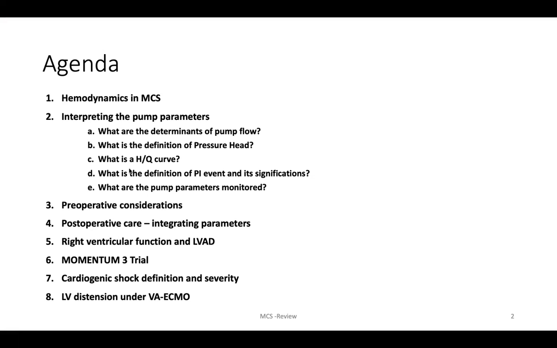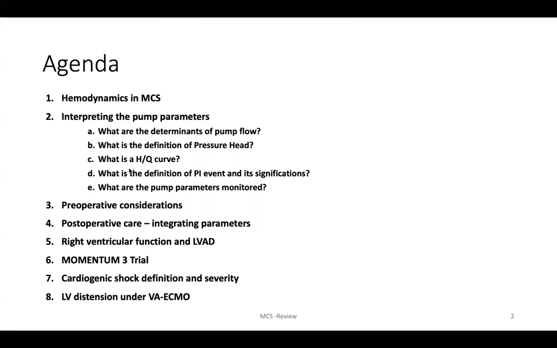We are going to look at the pump parameters and try to detail each of them and give you some definitions. Again, it's very basic. Probably you are already familiar with this, but it's really important, and it could be easy questions for the exam. We're going to talk a little bit about pre-op consideration, post-operative care, and right ventricular function in the setting of LVAD.